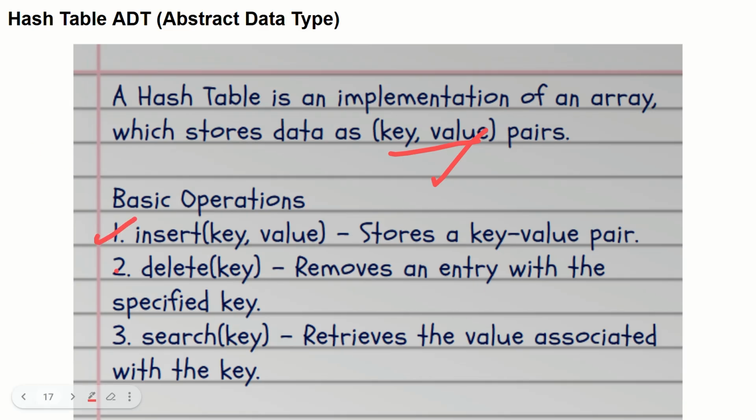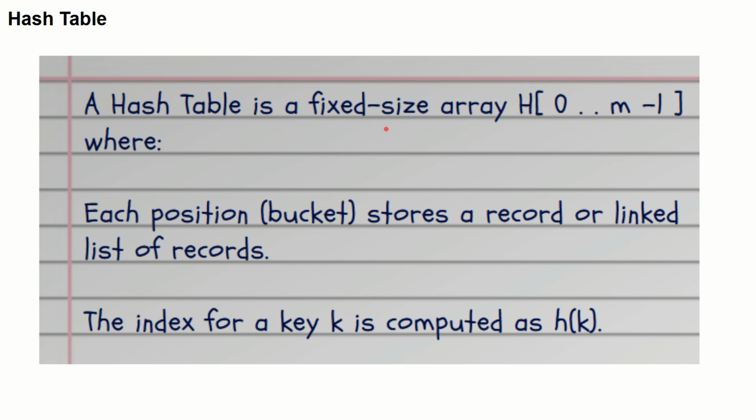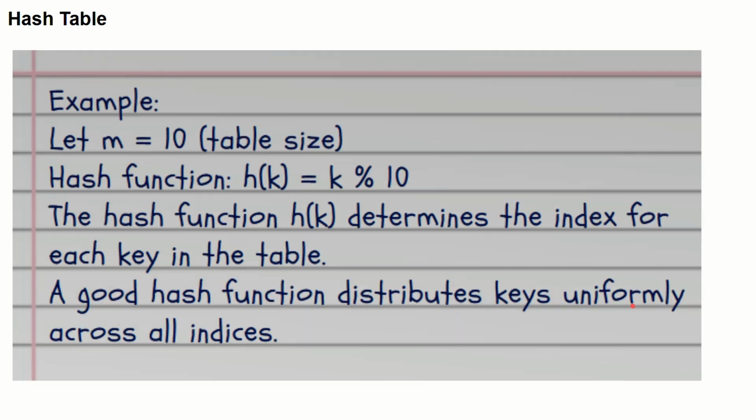Also, we have seen some basic operations. These are the basic operations which we will be doing now, right? And these are the components. We have discussed what the key is, what the hash function is, right? We have also discussed what the hash table is, and when there is a collision between two index values, how are you going to resolve it? As you know, it is a fixed size array, and we are going to store the key-value pair in the form of an index. How are you going to get the index?